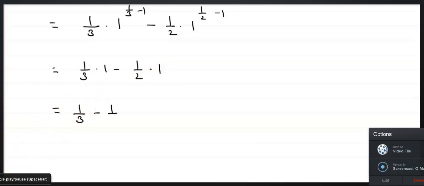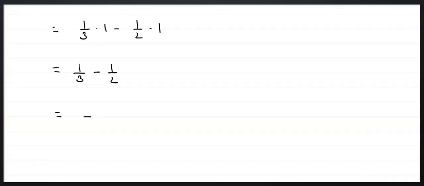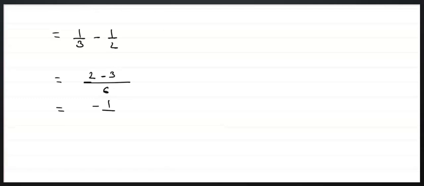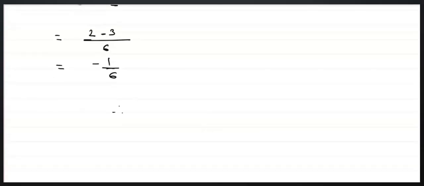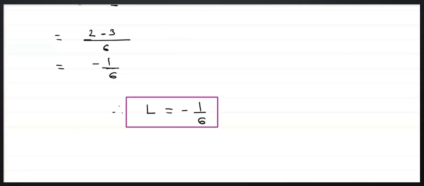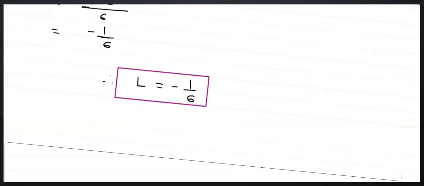Now we will solve by using the cross multiplication. That is 2 minus 3 upon 6, minus 1 upon 6. And hence the value of the limit is minus 1 upon 6. Therefore, the answer is 1 upon 6. Now next example.